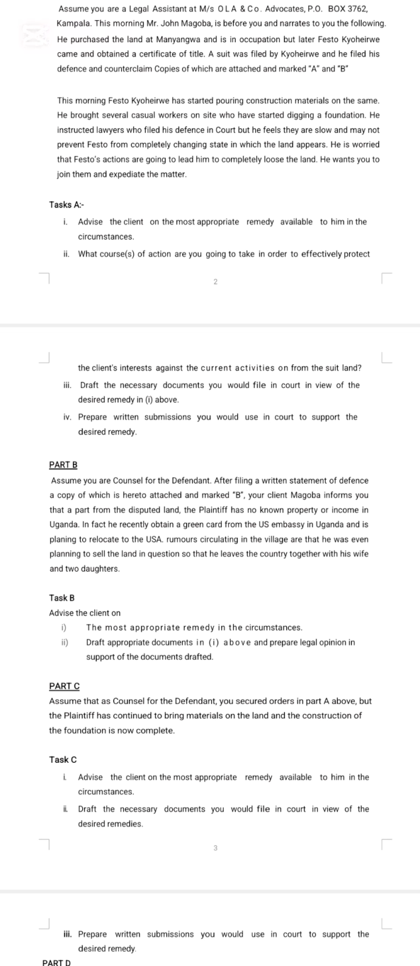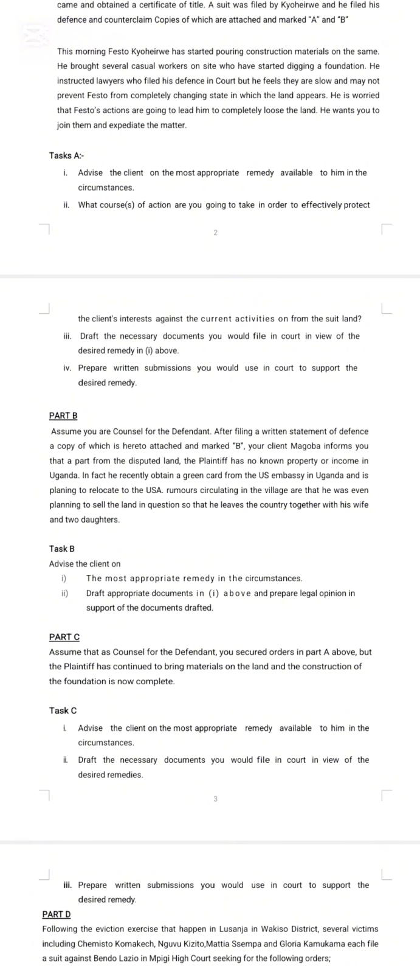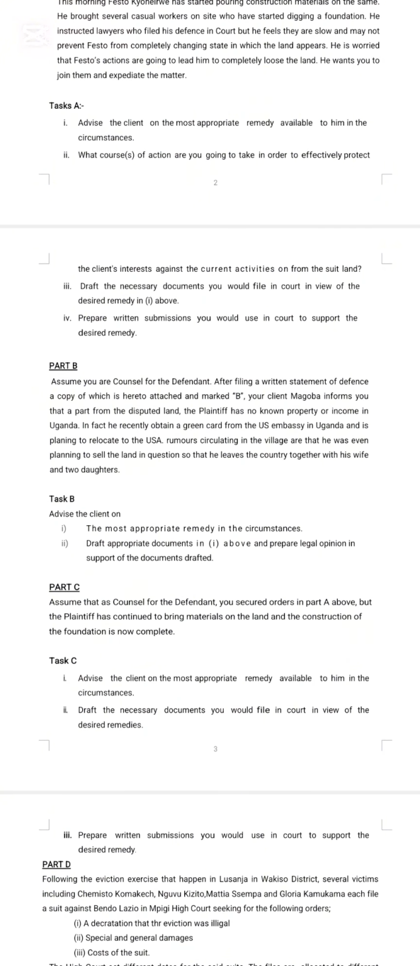What's the course of action you're going to take in order to effectively protect the client's interests against the current activities on the suit land? Basically here you apply for a temporary injunction, and it's always by chamber summons supported by an affidavit. Remember, according to the case of Chimbakagwa, you must prove one, a prima facie case, which we have. Secondly, the balance of convenience, and third, irreparable damage. Those are the 3 grounds you have to provide to go under temporary injunction.